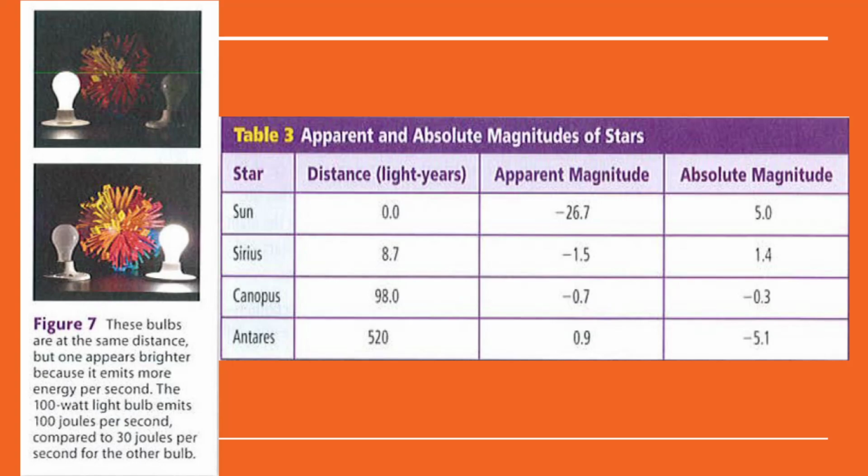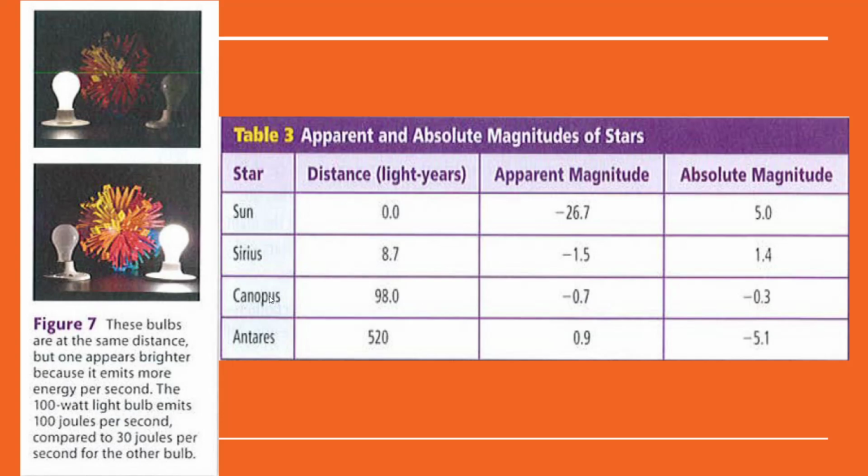So let's think about the sun. The sun is a star. It's ridiculously bright. And remember I said, the smaller the number, the brighter it is. So the sun's apparent magnitude is negative 26.7. That's a really small number, which means it's really bright. Hopefully none of you need to be reminded that the sun is really bright.